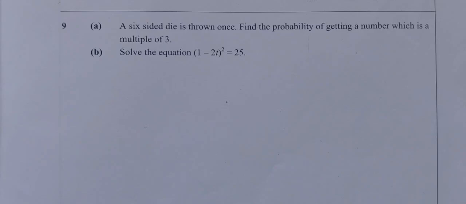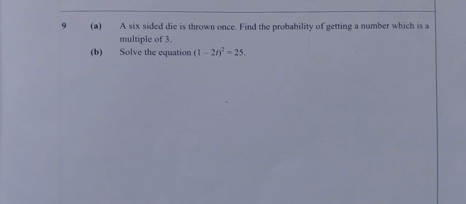Follow through as I answer question 9, which has two parts, A and B. For part A, it reads, a six-sided die is thrown once. Find the probability of getting a number which is a multiple of 3. So for a six-sided die, it means here we are dealing with numbers from 1 up to 6.